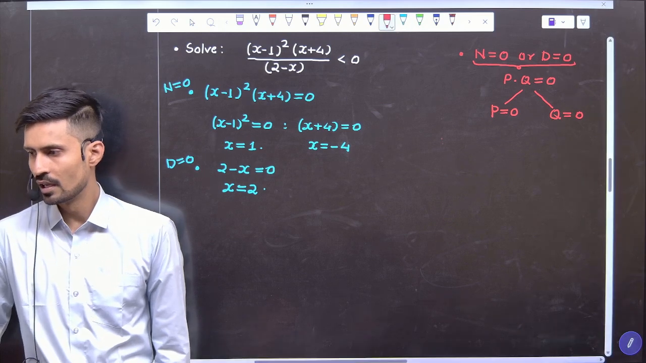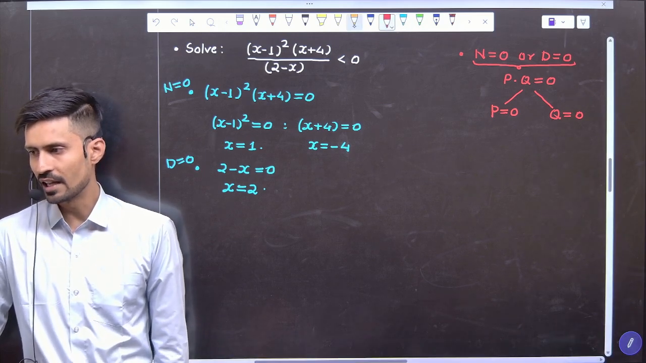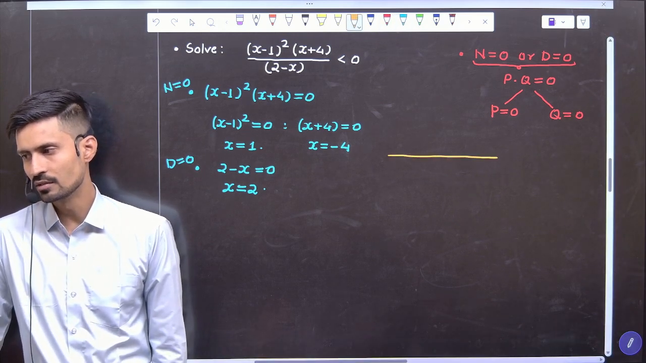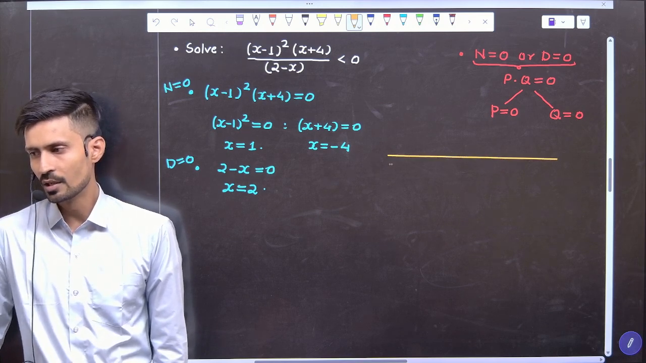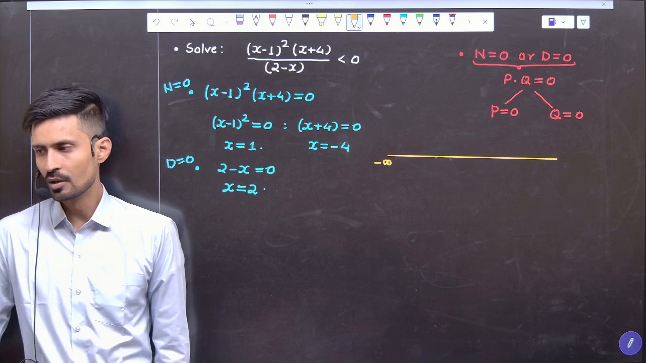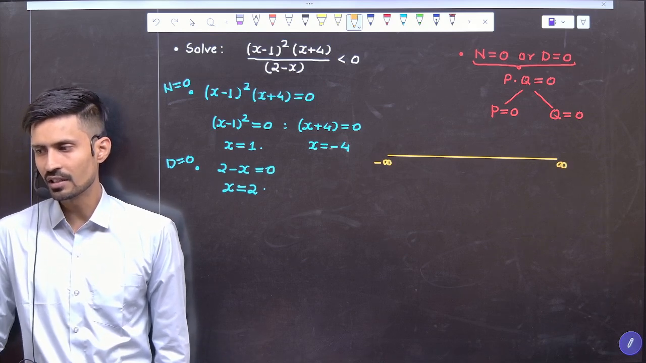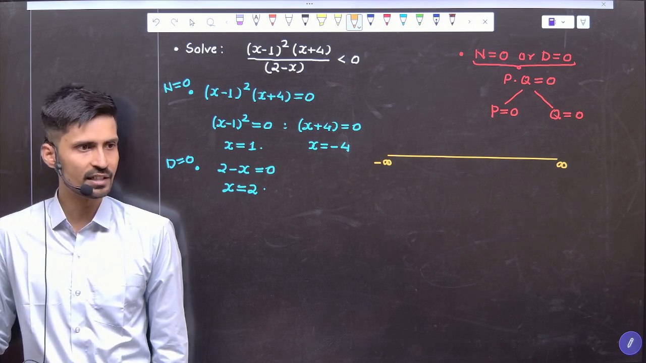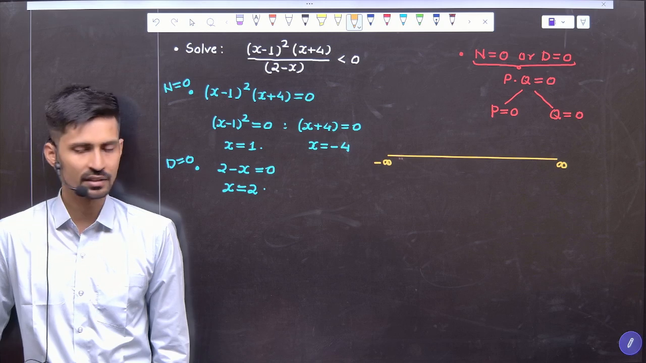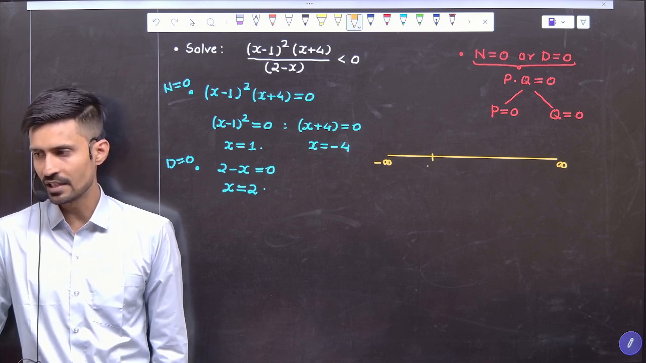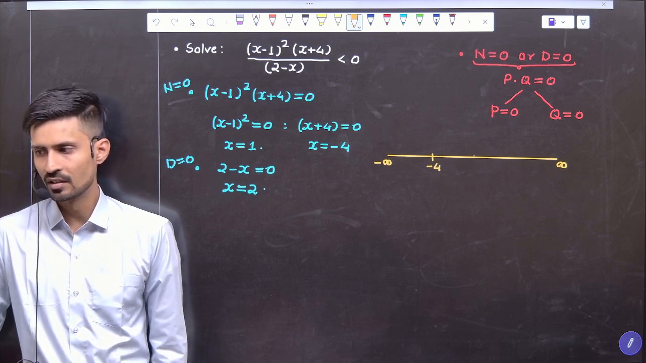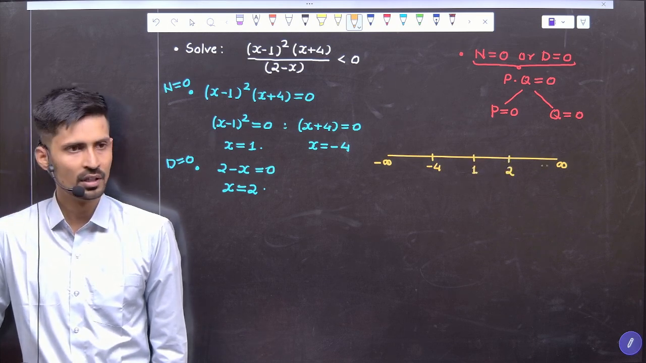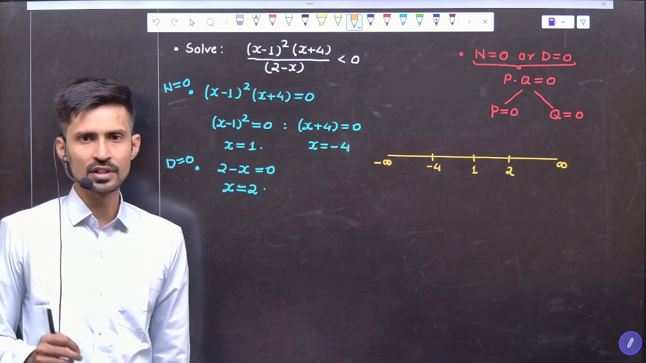Now, just draw a number line. All the game is over now. Draw a number line, put minus infinity, put plus infinity. What are the roots? Minus 4, 1, 2. Write them in increasing order. Which is the smallest? So first write minus 4. Which is next? 1. Next 2. Now this line is divided into 4 regions.